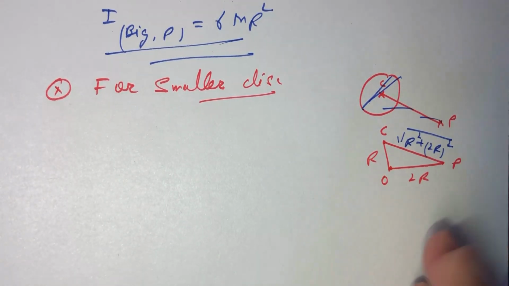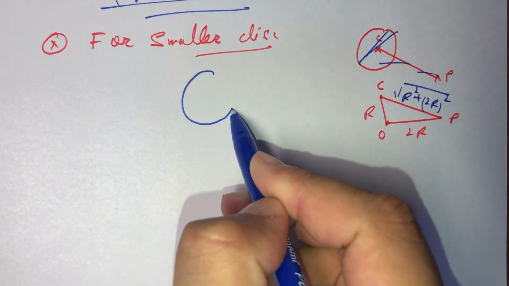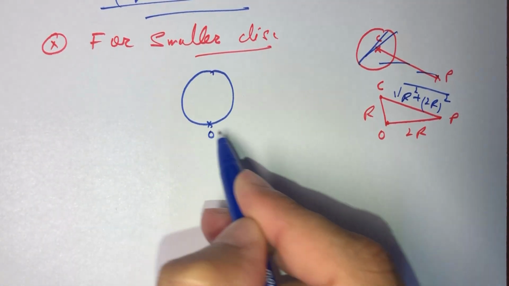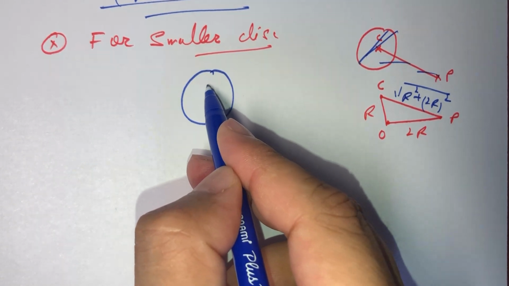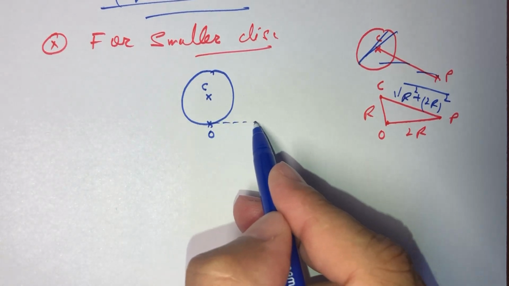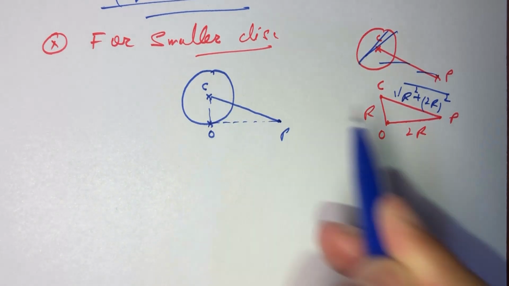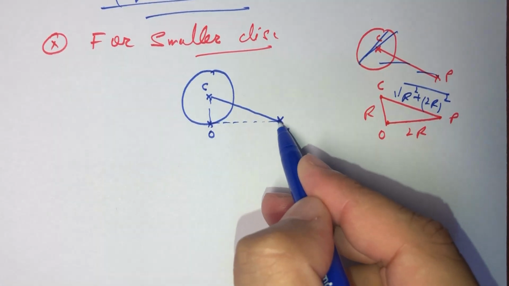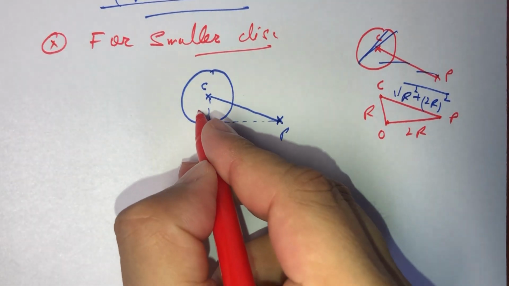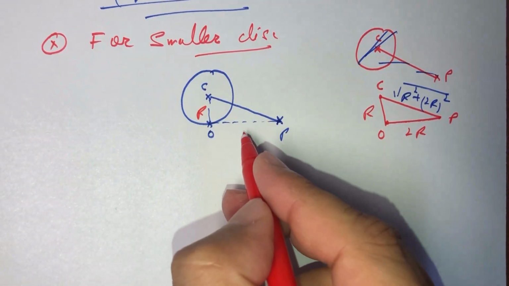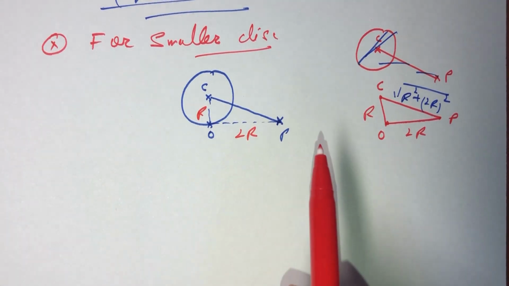So let me redraw it again. This one will be coming like this, the smaller disk. So we have this point as O and this as center C, and the point P is along this axis. Okay, there was some discrepancy in the figure. So this will be our perpendicular distance, this will be our CP. We know this distance is R because the diameter of the smaller disk is 2R, and this distance is 2R because P is lying on the bigger disk.